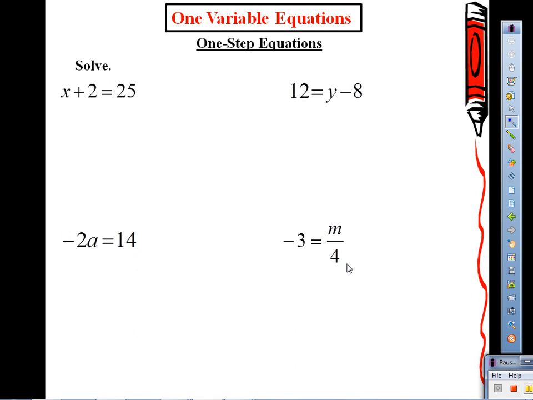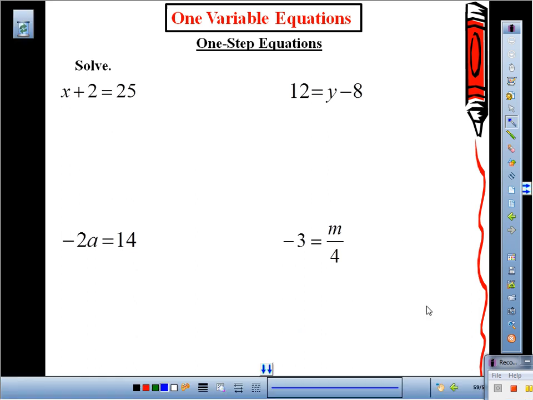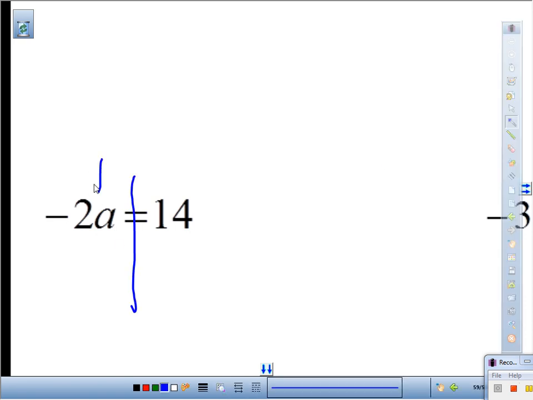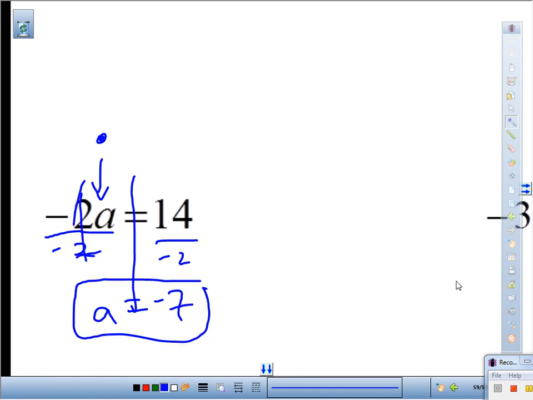So now that we understand what one-step equations are, let me just go over the last two so that you can see the process. Writing utensils down, look up to the screen. Here it goes. So these two, look at this one. Line down the equal sign. What operation is here invisible? Multiplication. What is the inverse? You divide by negative 2, divide by negative 2. a equals negative 7 because this becomes a giant 1. So far so good, yeah?